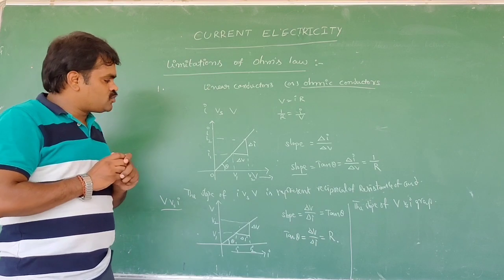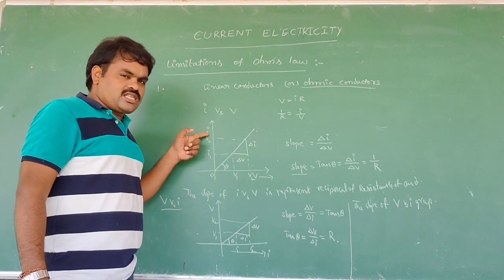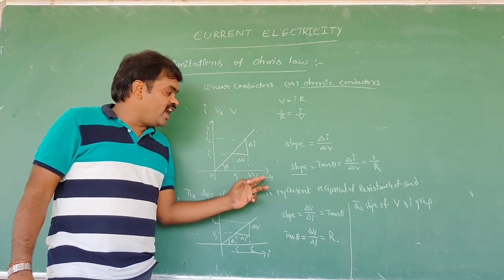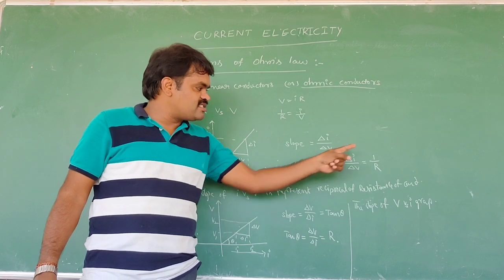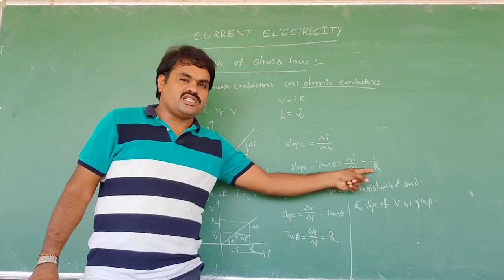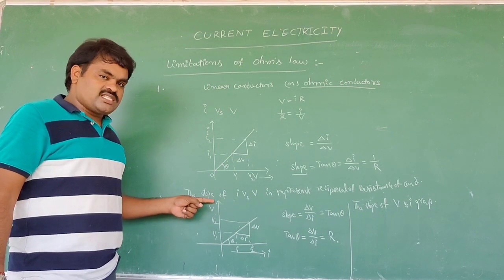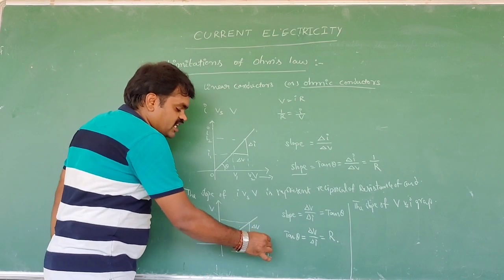We clearly observe here, when current is on the y-axis and the potential is on the x-axis, the slope of the line represents the reciprocal of resistance. When the potential is on the y-axis and the current is on the x-axis, the slope represents the resistance.